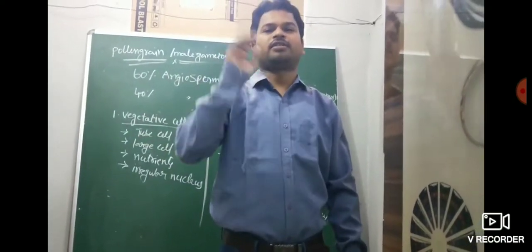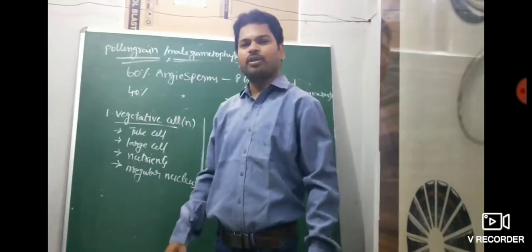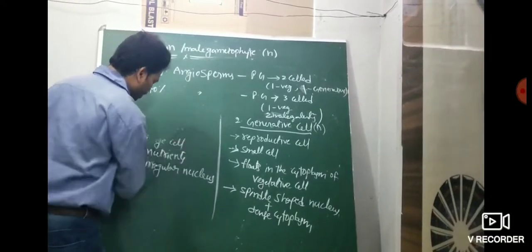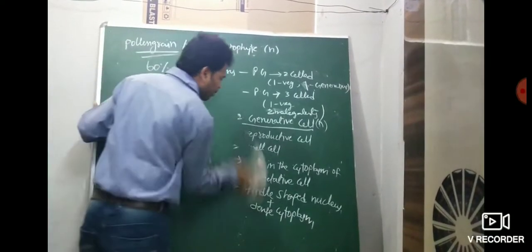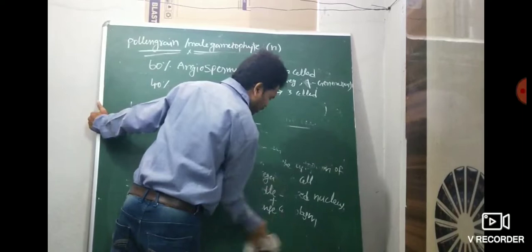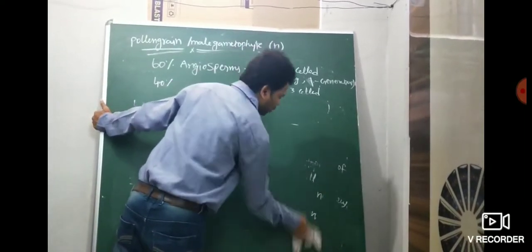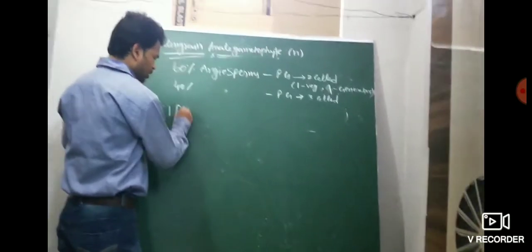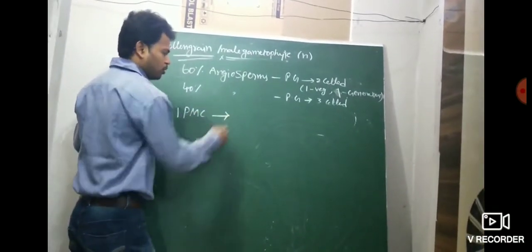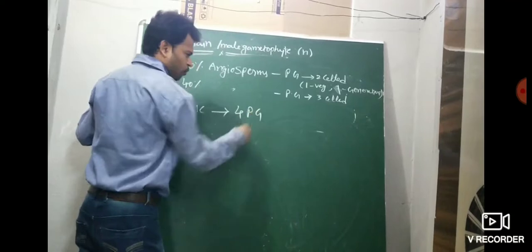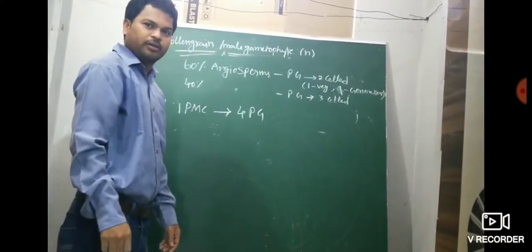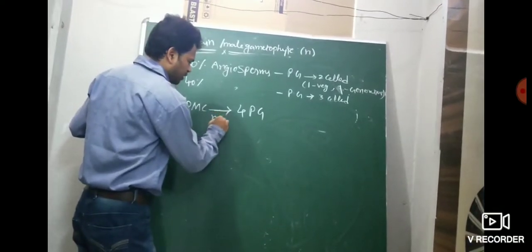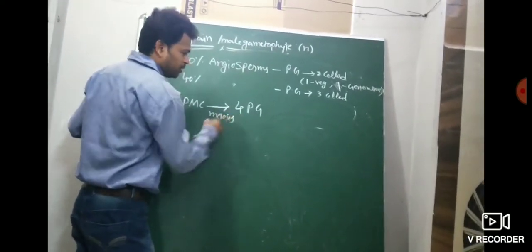This is nothing but pollen grain information. One more important point here: how many meiosis and how many mitosis divisions are required to produce male gametes? These types of questions are also important. One pollen mother cell produces four pollen grains by meiosis division. This is very important, meiosis division.